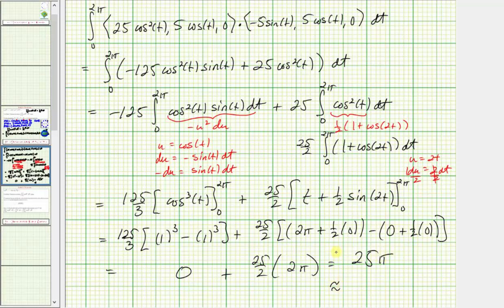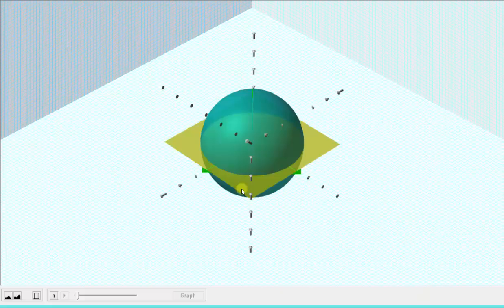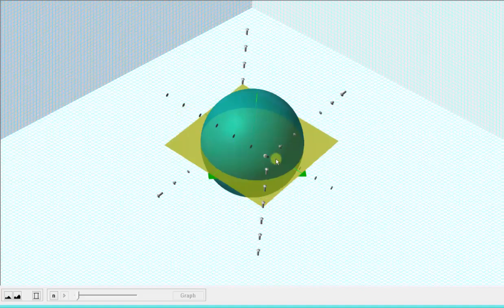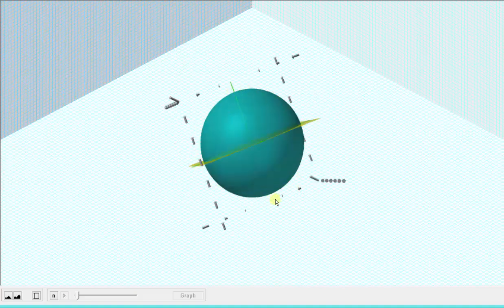which as a decimal approximation would be approximately 78.5398. So this is the value of the surface integral as well as this line integral. So going back to our graph, the value tells us the net rotation across the surface S, which is the hemisphere above the xy plane, which also equals the net rotation along the boundary curve C, which is the circle in the xy plane. I hope you found this helpful.